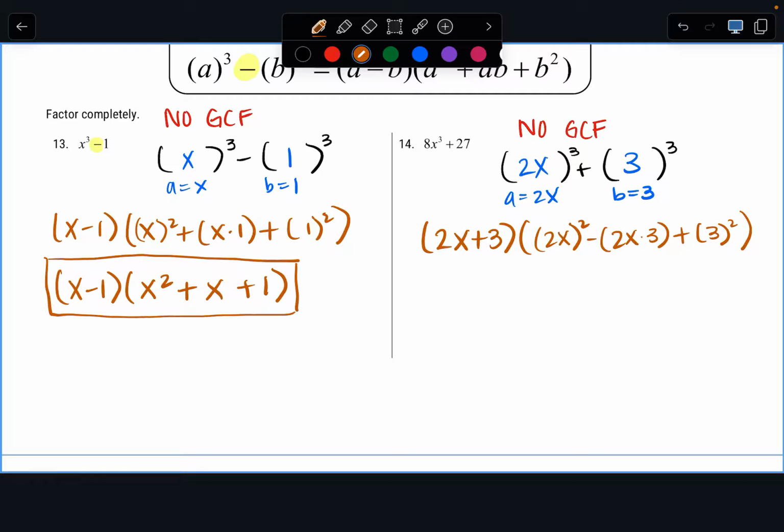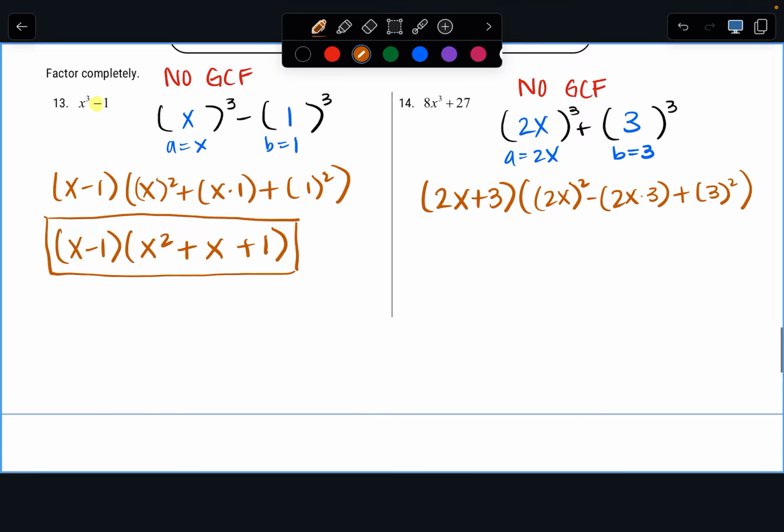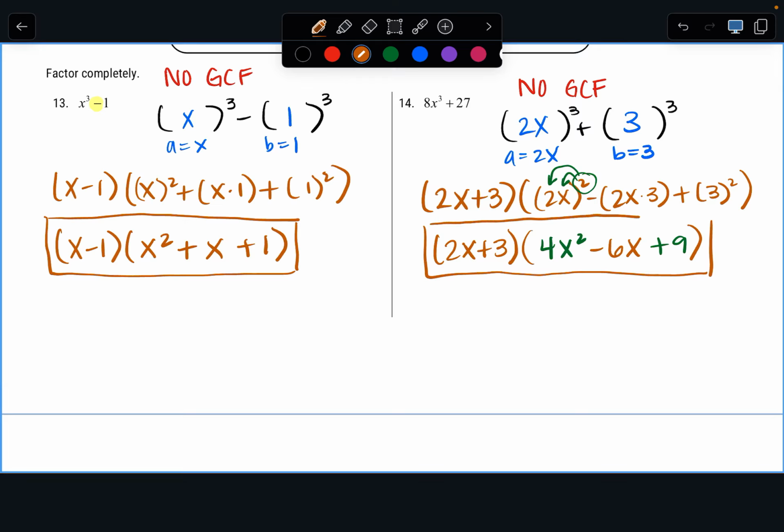You will not get full credit on a question like this if you do not completely simplify. So the 2x plus 3, completely fine. For that first term, I need to take the 2 that I have as an exponent and I need to distribute it. It is okay to distribute in this case because we don't have addition or subtraction. So this will become 4x squared minus 6x. What's 3 squared? 9. There is your final answer.